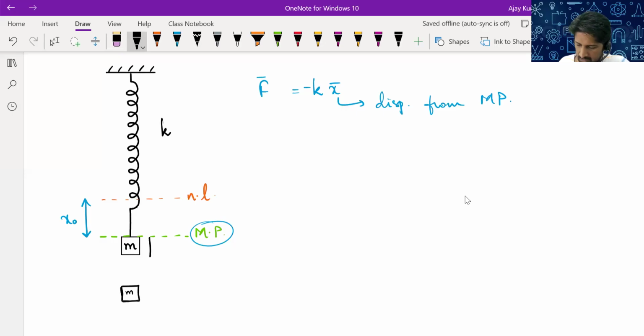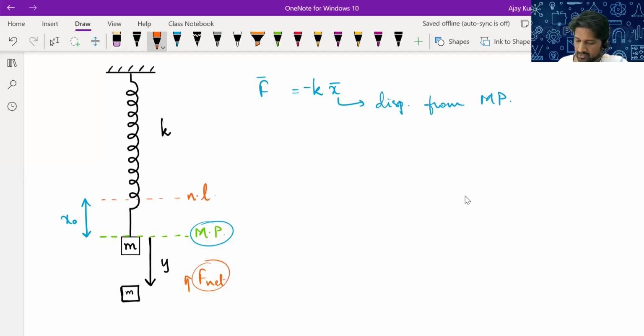Let's say it is displaced by a distance y from the mean position. I am assuming it is pulled down. If it is pulled down, spring force will increase because the spring is getting stretched further. Spring force will increase. Mg will remain the same. So there will be a net force in the upward direction. We know that net force is upward.